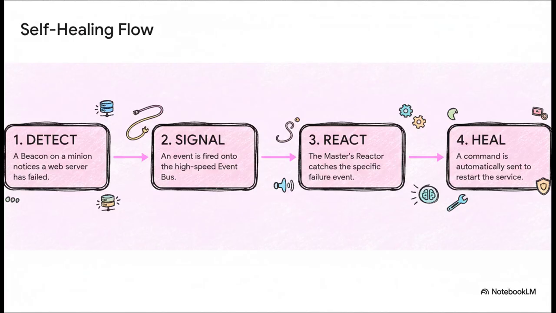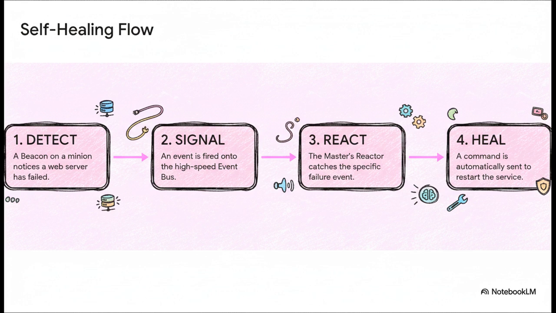So, how does this actually work? Let's take a classic example. A web server crashes. Okay, step one. A little component on the minion called a beacon detects this failure. Step 2, it immediately signals this by firing an event onto that high-speed event bus.